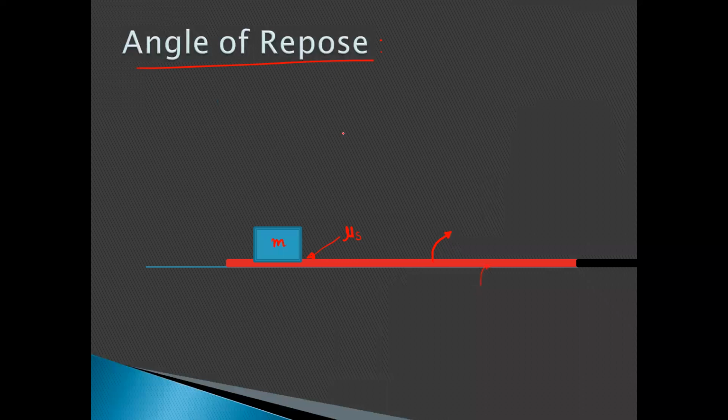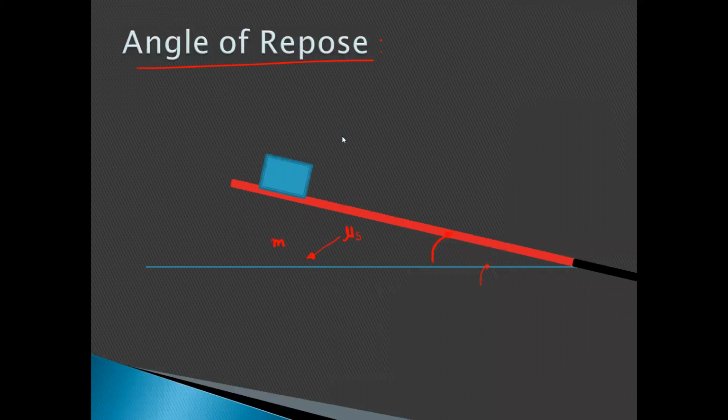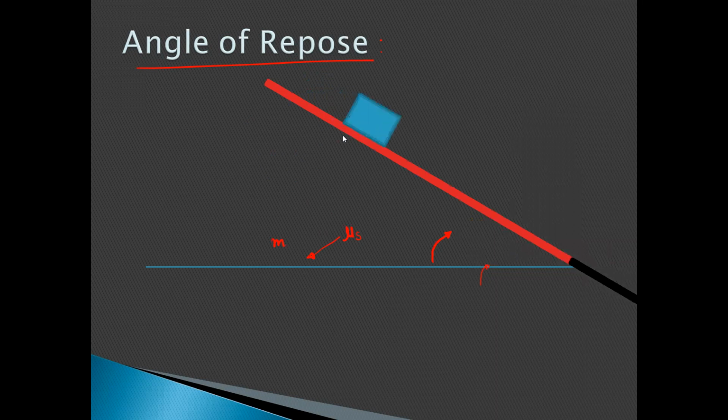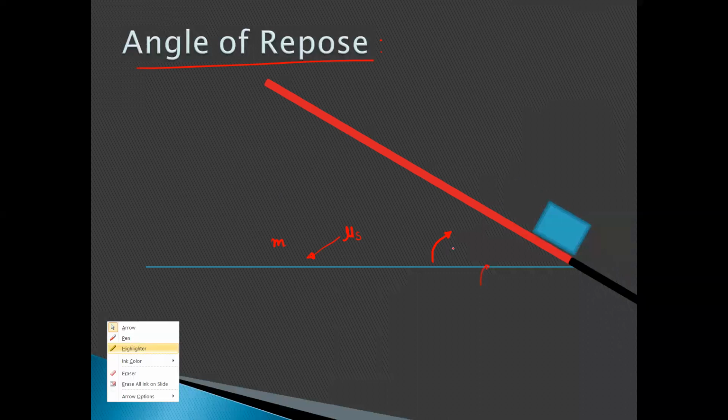Here you can see in the animation what the meaning of angle of repose is. I am increasing the angle of that plane with respect to horizontal, like this. At a certain condition, the object will start sliding down. So this angle of that plane with respect to horizontal, or with respect to the x-axis, is called the angle of repose. It is given as theta.